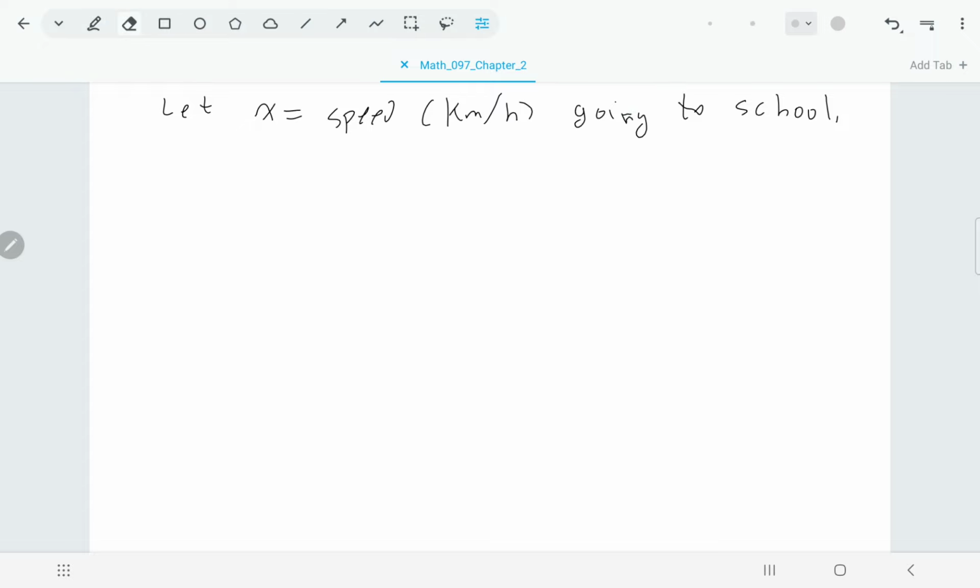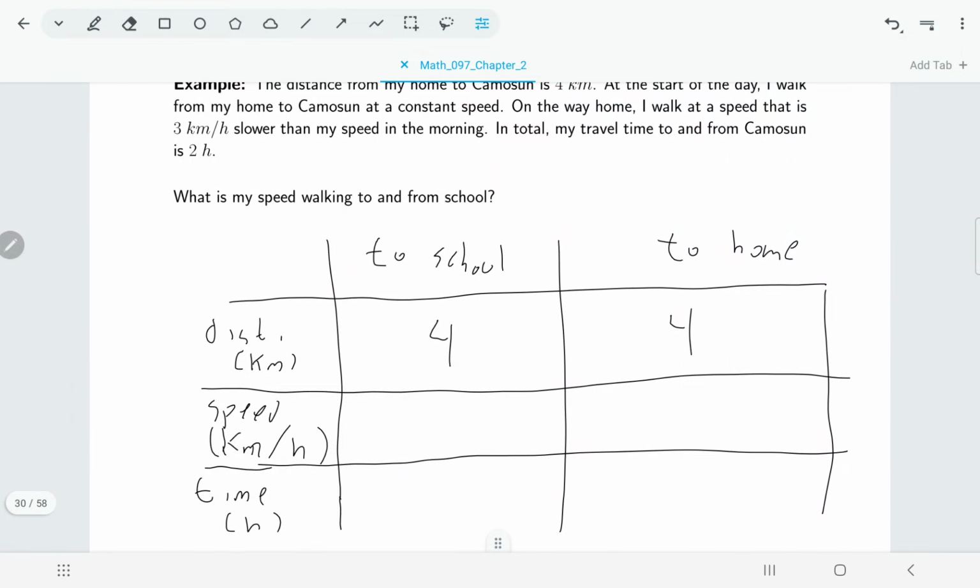And so now the next thing that I need to do is to start to put some other information into my chart involving that x. So let's go back. And I know that x is my speed going to school, so I can say x kilometers an hour, that's my morning speed. And it says on the way home, my speed is 3 kilometers an hour slower. So whatever my morning speed is, I'm 3 less than that. So in other words, if x is my morning speed, then x minus 3 should be my evening speed.